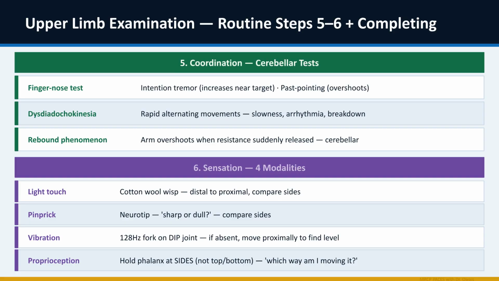For sensation, you have to check 4 modalities, brief but important. In the upper limb, test at minimum: light touch, pinprick, vibration, and proprioception. Light touch, use a cotton wool wisp. Test distally first and move proximally. Always compare sides. Pinprick, use a neurotip. Does this feel sharp or dull?